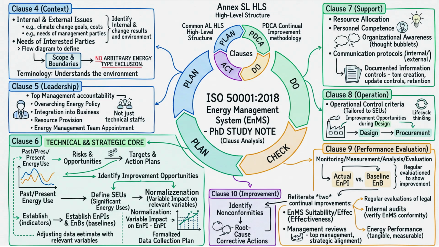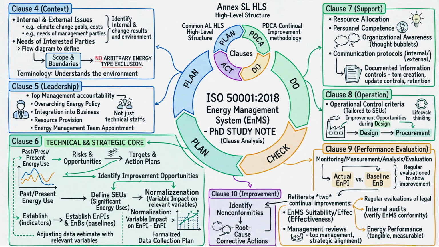This section highlights top management's direct accountability. Leadership must establish an overarching energy policy that's communicated organization-wide, integrate the energy management system into core business processes, provide necessary resources, and appoint an energy management team. Importantly, this team is not limited to technical staff. It must include cross-functional representatives to ensure strategic alignment.